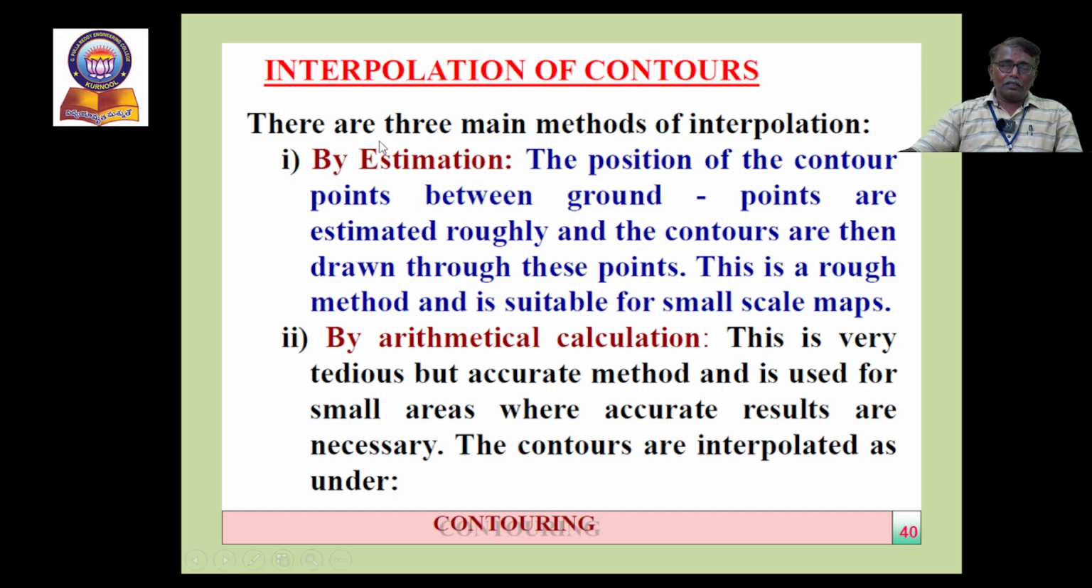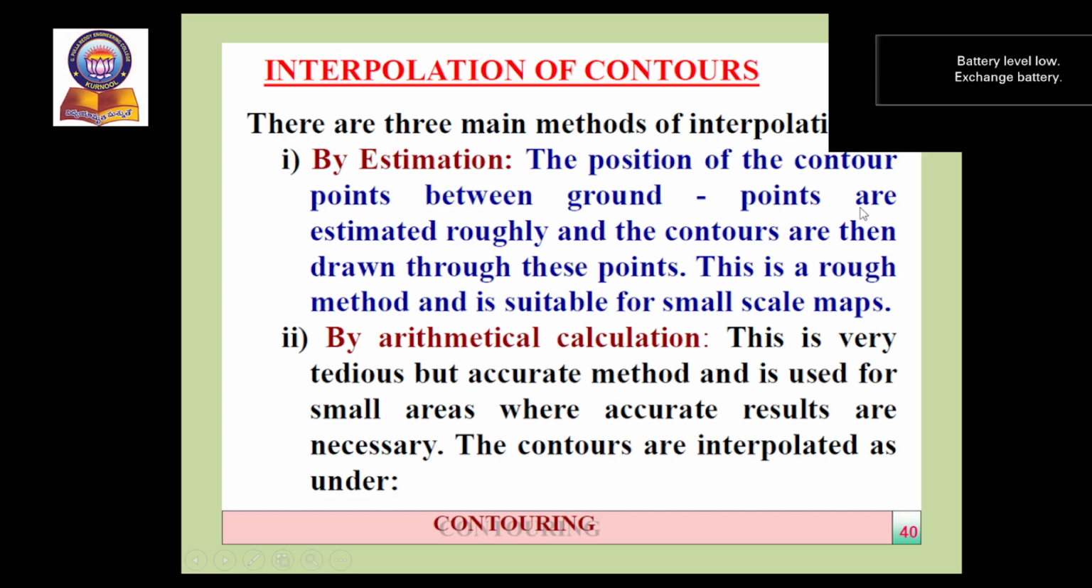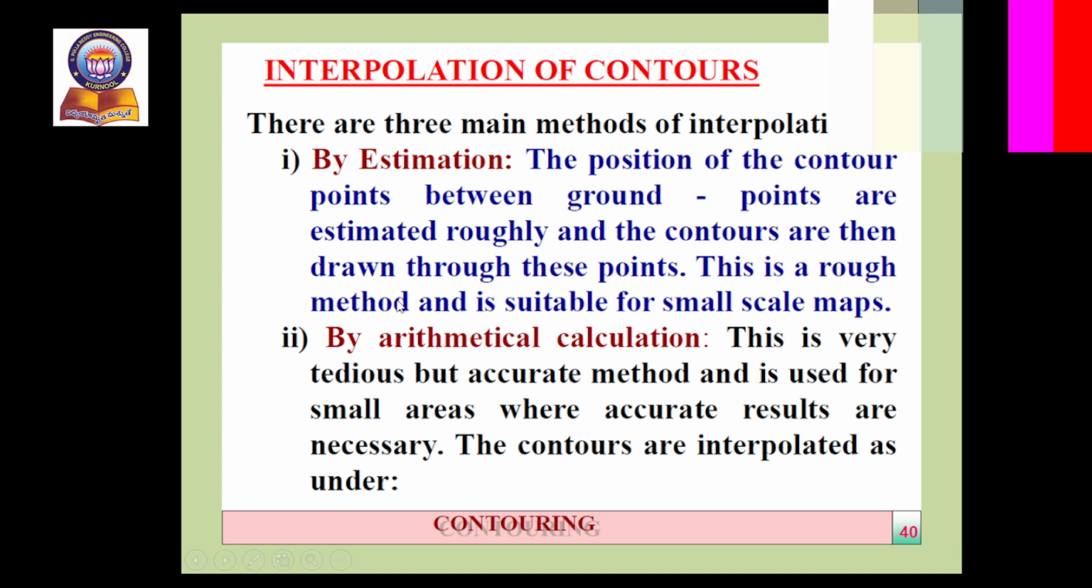There are 3 main methods of interpolation. One is by estimation. The position of the contour points between ground points are estimated roughly and the contours are then drawn through these points. This is a rough method and is suitable for small scale maps. Next is by arithmetical calculation. This is a very tedious but accurate method and is used for small areas where accurate results are necessary.